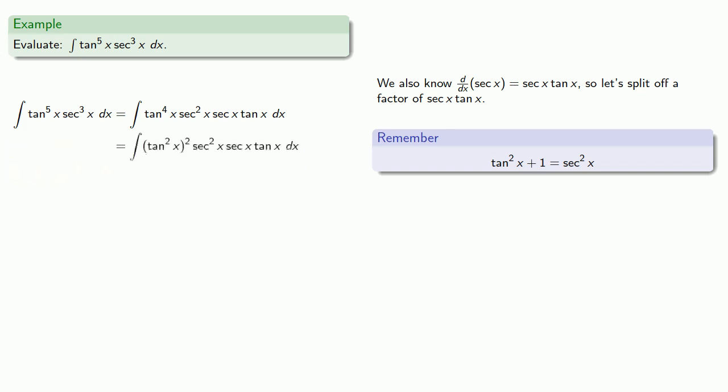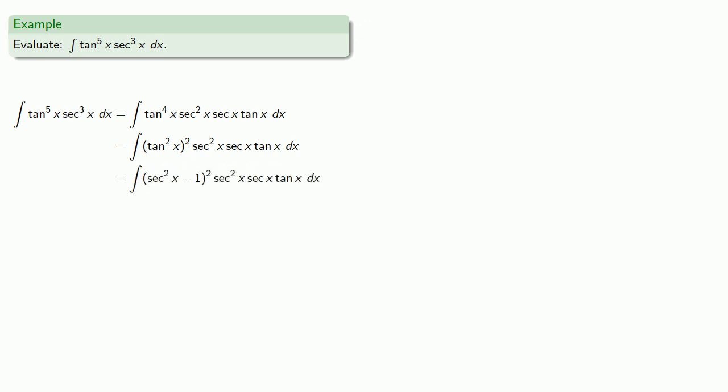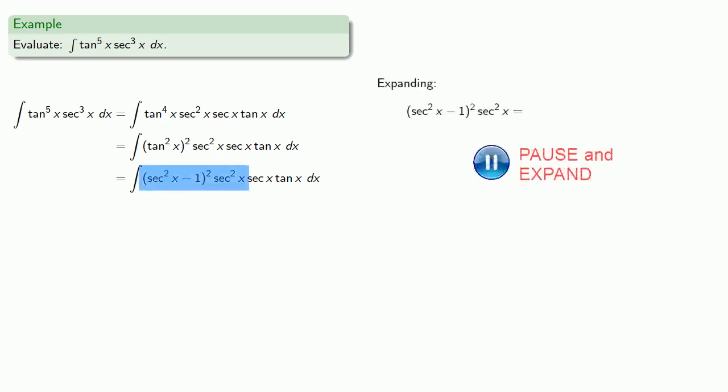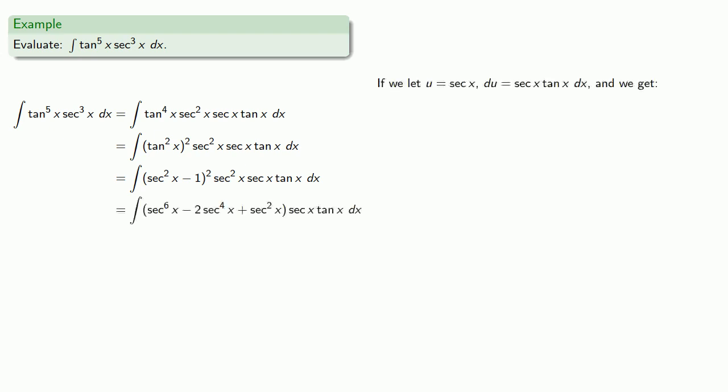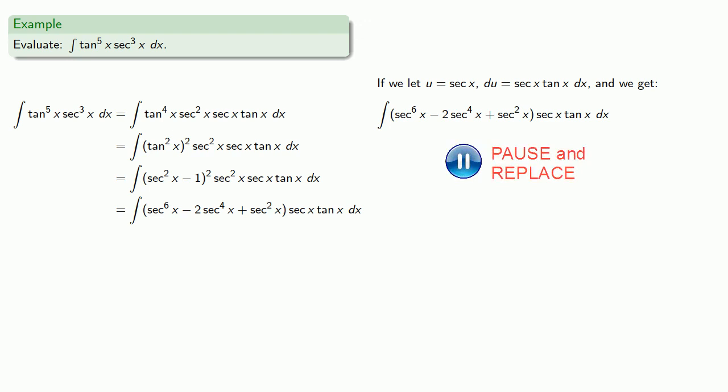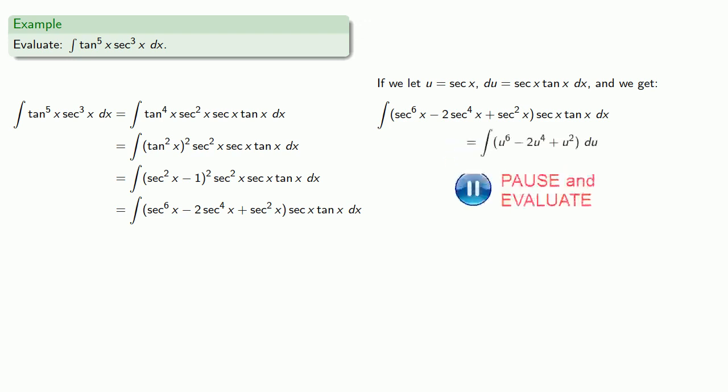So remember, tangent squared x plus 1 equals secant squared, and so we could replace tangent squared x with secant squared x minus 1. We can expand, and if we let u equals secant x, du equals secant x tangent x, and so we can get, which we can evaluate. Then putting everything back where we found it gives us our final answer.